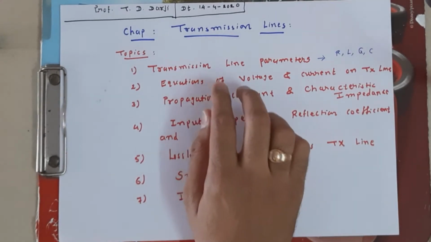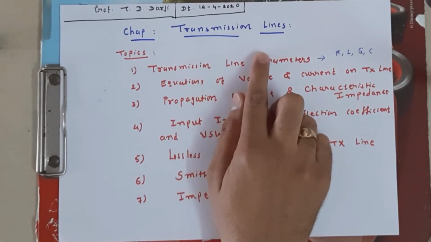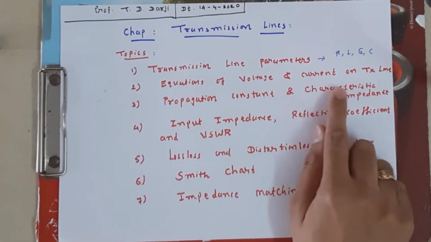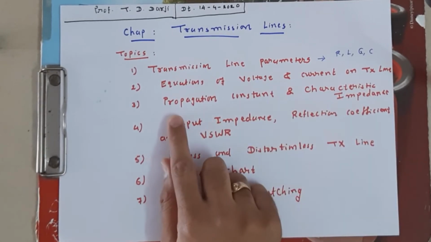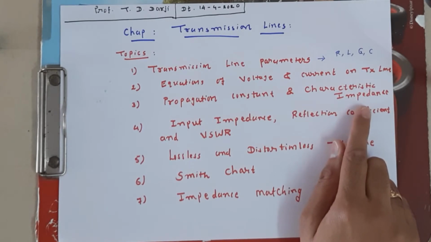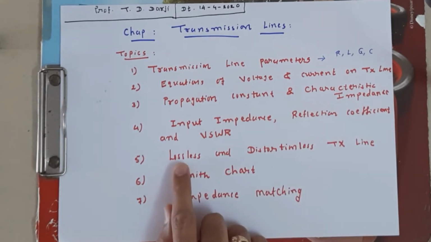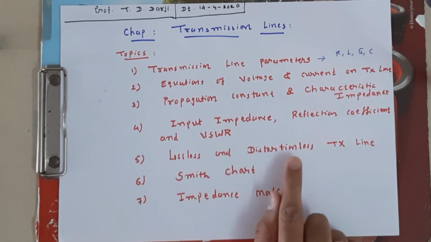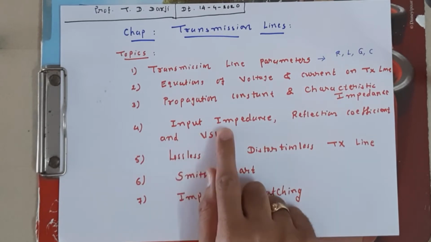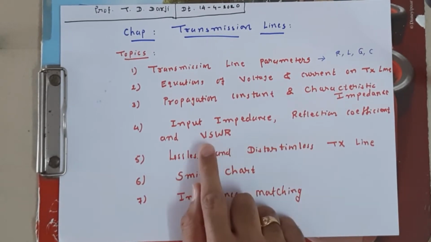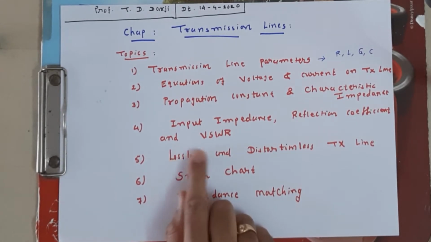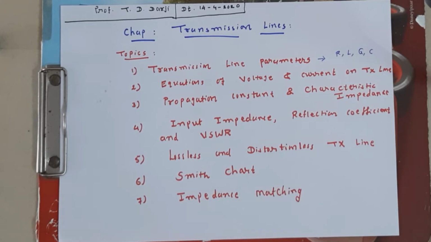Hello, we have already started the chapter on transmission line and we have finished the topics transmission line parameters, equation of voltage and current on transmission line, propagation constant and characteristic impedance. Today we will discuss the next topic, what we mean by the lossless and distortionless transmission line. Then in the next lecture we will discuss input impedance, reflection coefficient and VSWR, voltage standing wave ratio. So in today's lecture we discuss what we mean by the lossless transmission line and distortionless transmission line.